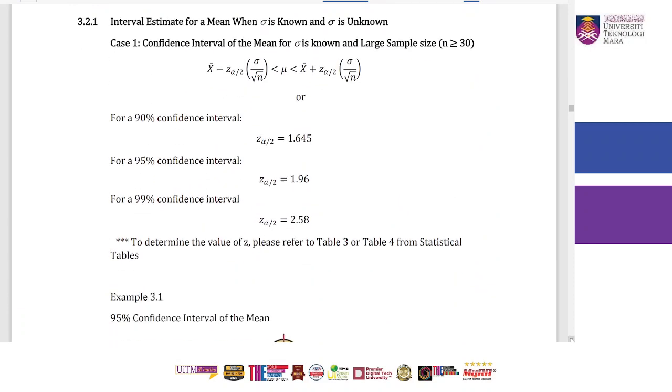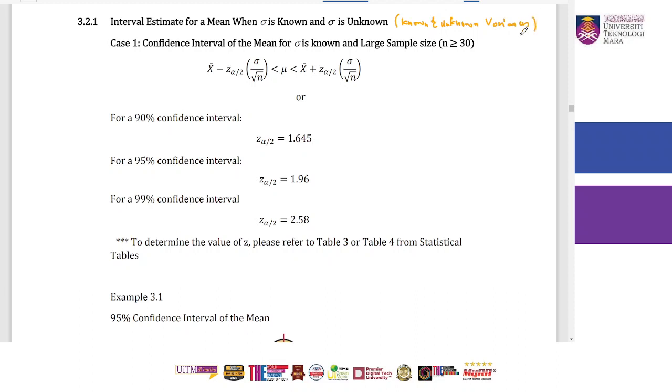Okay, so first thing that we're going to look at is interval estimate for a mean when sigma is known and sigma is unknown. So maksudnya dalam keadaan ini, sometimes we call this as known and unknown variances. Okay, known and unknown variances.